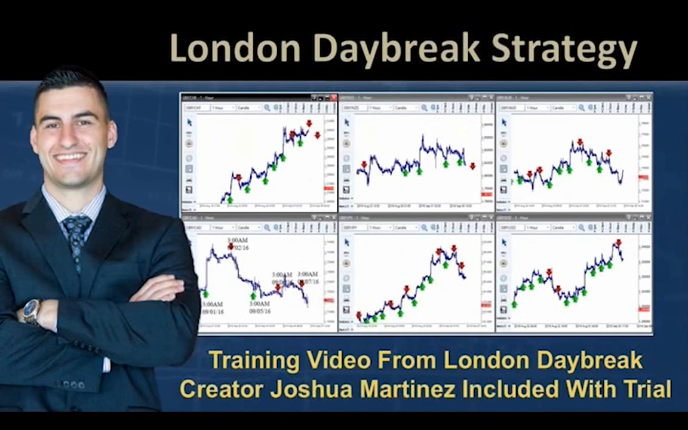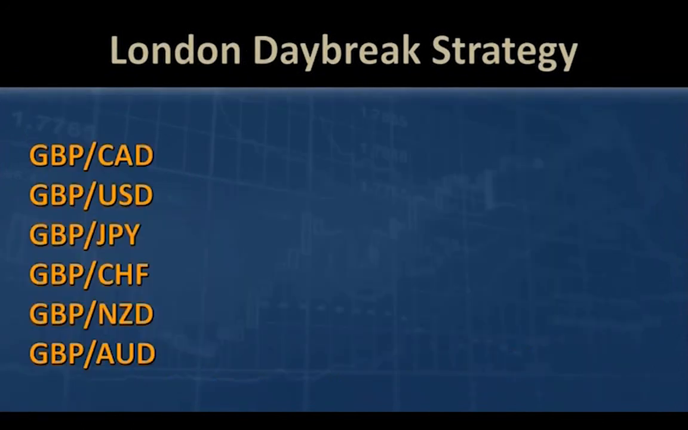In addition, Joshua has a lot of winning strategies, but one of the strategies he has is called the London Daybreak strategy. What it is, it's the British pound versus all the different currencies. So the British pound, Canadian dollar, US dollar, Japanese yen, Swiss franc, New Zealand dollar, the Aussie dollar. He's going to show you. I'm going to give you the strategy. We're going to explain how the strategy works in detail.